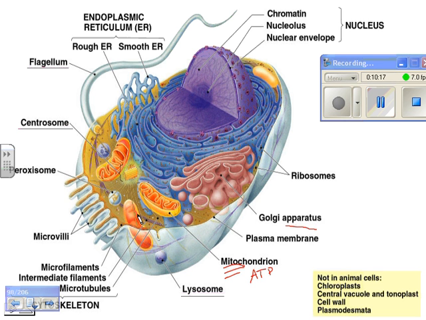Here's part of the cytoskeleton, so there's a microtubule and microfilament. I guess that's the tubule. Here's the intermediate filament. The microfilaments are the thinner ones. Anyway, they help to keep the structure of the cell.